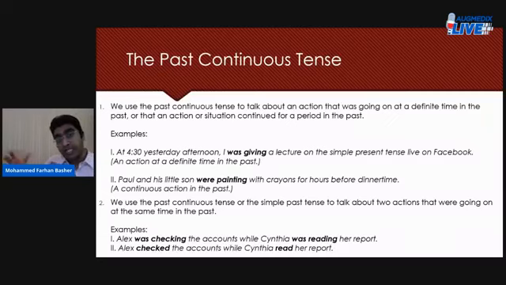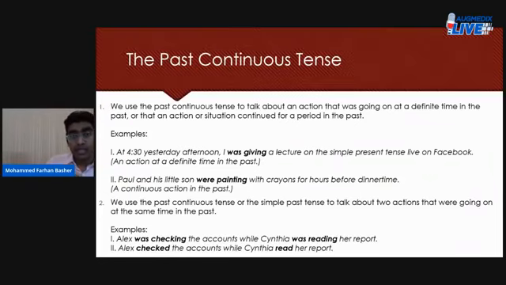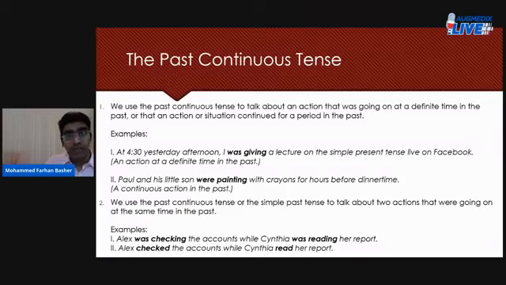So you say at 4:30 yesterday afternoon, or at 6:30 yesterday evening, I was offering my Maghrib prayer. At 7:30 in the evening yesterday, I was talking to my friend, right? So was giving, was talking, was offering. These are all in the past continuous tense. And why so? Because you're talking of a past event along with the exact time of it. You're mentioning exactly when that particular action occurred, right?